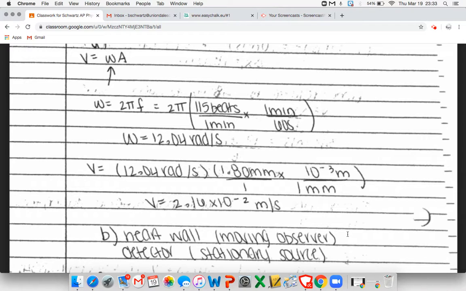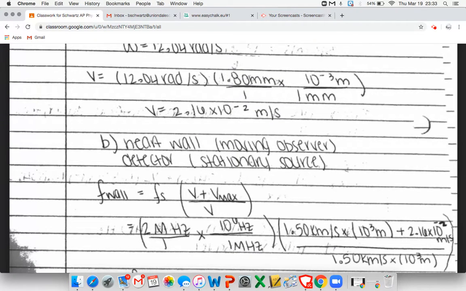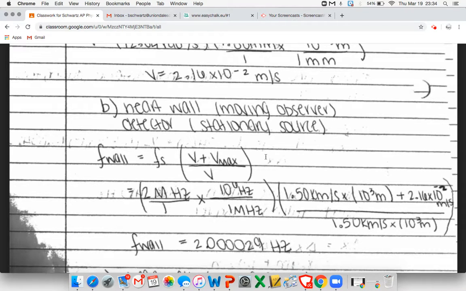For letter B, you want to find the maximum frequency at which sound arrives at the wall of the baby's heart. Okay, so this is the Doppler effect. So we need to figure out what's moving, what's stationary, what's going on. So the heart wall is the moving observer. The detector that is going to be measuring is the stationary source. As you put the detector on the mother's stomach, the detector is not moving. What's moving is the heart wall inside.